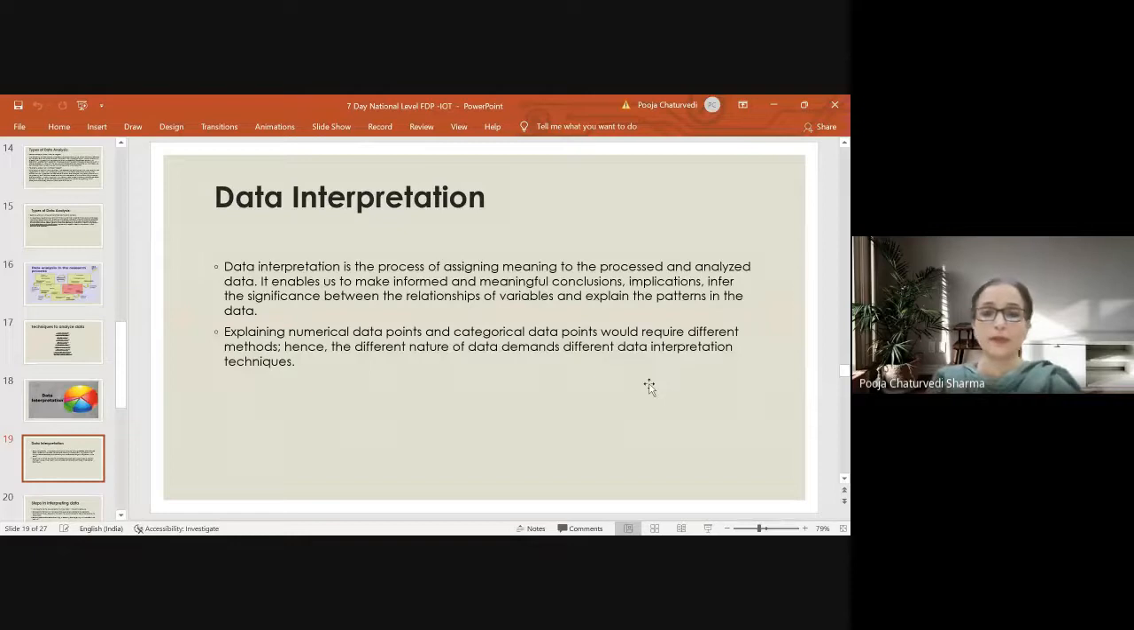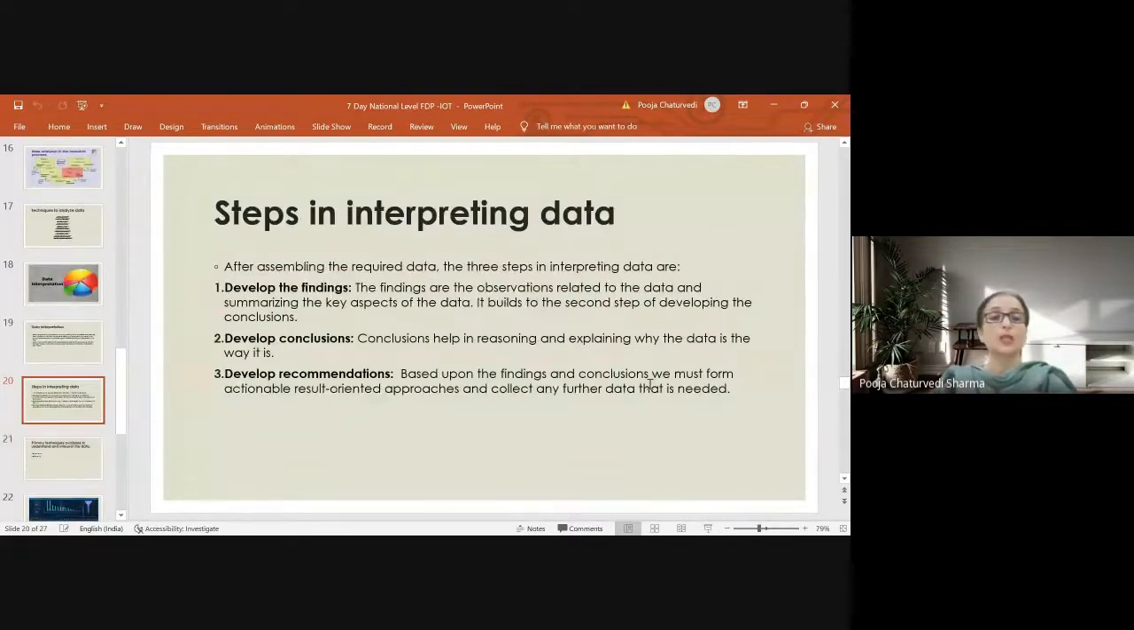So yes, we all know that interpretation is the process of assigning meaning to the processed and analyzed data. It is used to explain numerical data points and categorical data points, which require different methods. So in data interpretation, techniques are different depending on the type of data. So first just the steps, and then we'll move to the techniques.